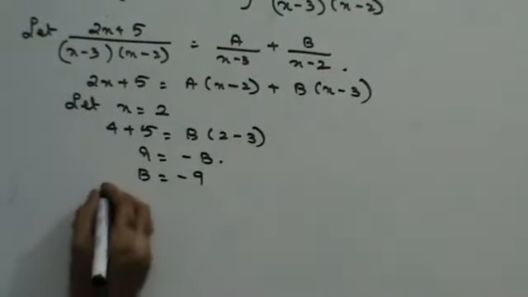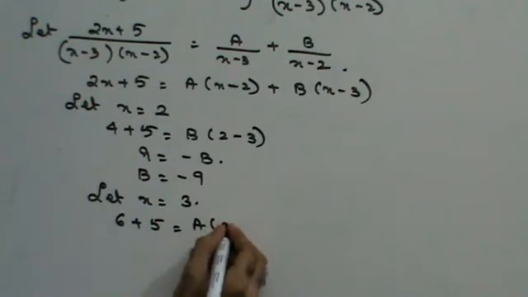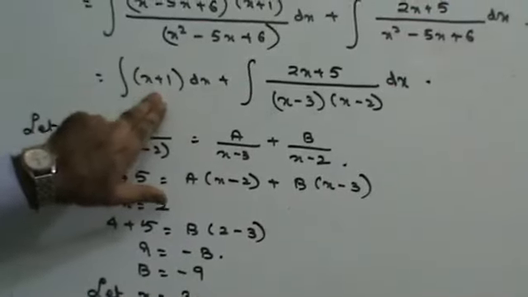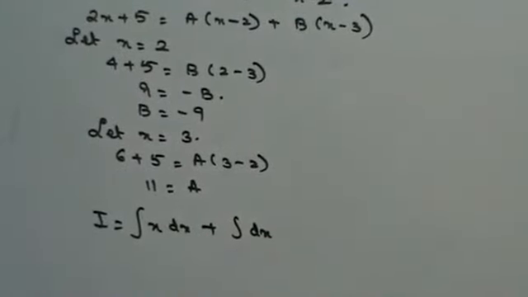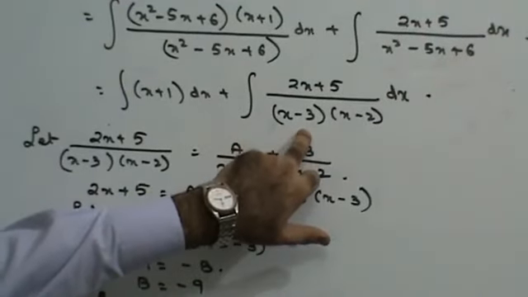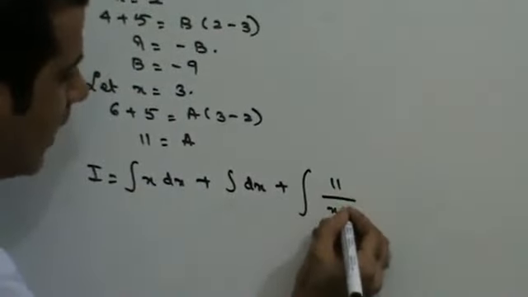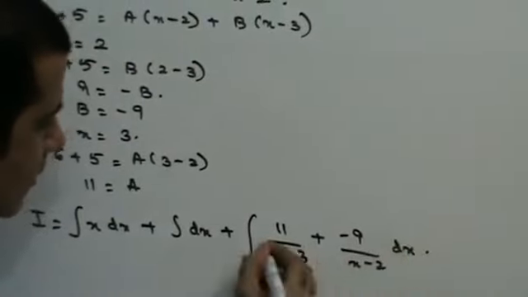In order to make this bracket as 0, I'll say let x be equal to 3. So 6 plus 5 is a, 3 minus 2. 11 is equal to a. So I can now say I is integral of x plus 1. I can split the integral sign: x dx plus integral of dx plus this 2x plus 5 upon x minus 3 into x minus 2 can be split as 11 upon x minus 3 plus minus 9 upon x minus 2 dx.